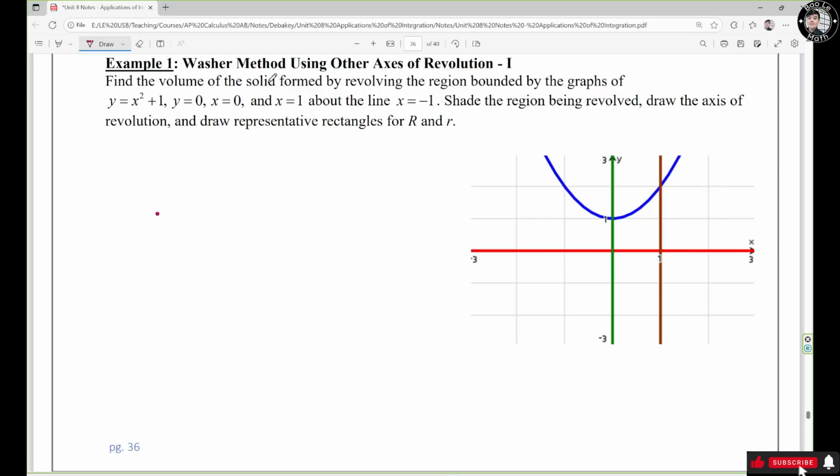Find the volume of the solid formed by revolving the region bounded by the graphs y equals x squared plus 1, which is the plus 1 right here, y equals 0, which is the x-axis right here, x equals 0, which is the y-axis right here, and x equals 1, which is this guy right here, about the line x equals negative 1. So x equals negative 1 is the axis of revolution. I call this one AOR.